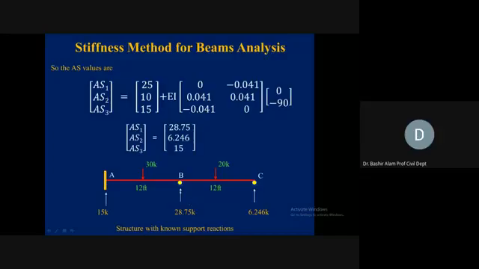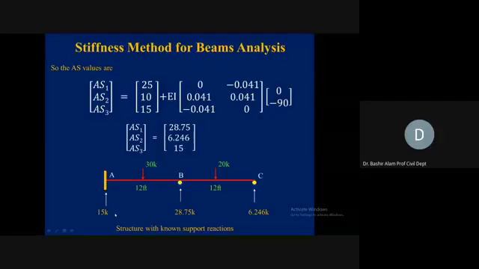So here you see, at AS2 it is 6.246. And at AS3 it is coming 15. If it was with a negative sign, we just reverse the direction. So we now put the values of these support reactions on this sketch.